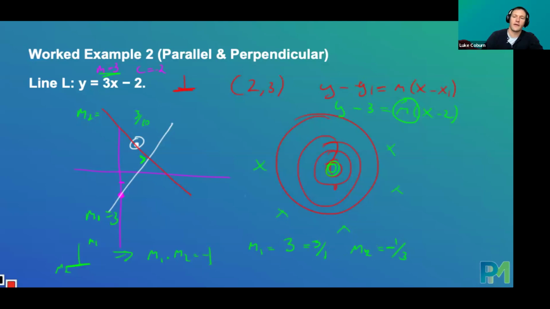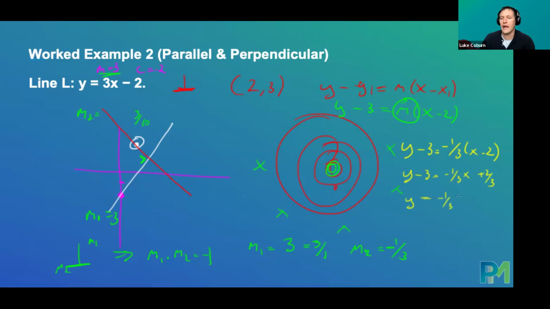So now, finally, y minus 3 is equal to -1/3 times x minus 2. This is y minus 3 equals -1/3 x, and then plus 2/3. And then bring the 3 over: y is equal to -1/3 x, plus 2/3 plus 3, which is plus 11 over 3. Okay.